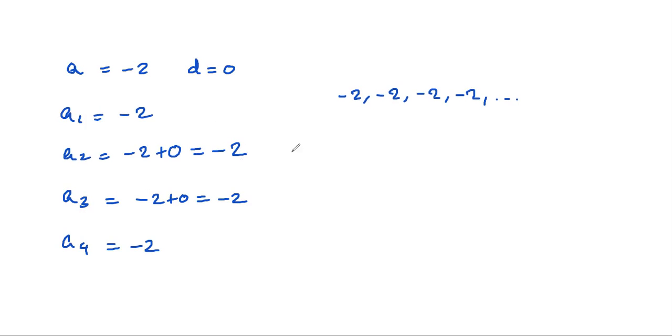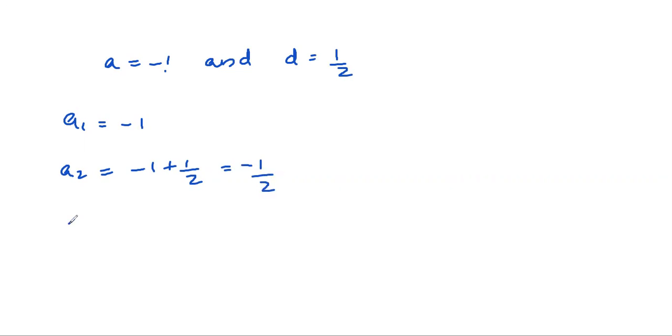Now look at the fourth problem where it is given that A is equal to minus 1 and D is equal to 1 by 2. That is, the first term is minus 1 and the common difference is 1 by 2 here. So you can simply calculate A2 by adding 1 by 2 to A1, that is minus 1 plus 1 by 2. You can add this and you'll get minus 1 by 2. Now to get A3, you need to add again 1 by 2 to the second term, that is minus 1 by 2 plus 1 by 2, it will be equal to 0.